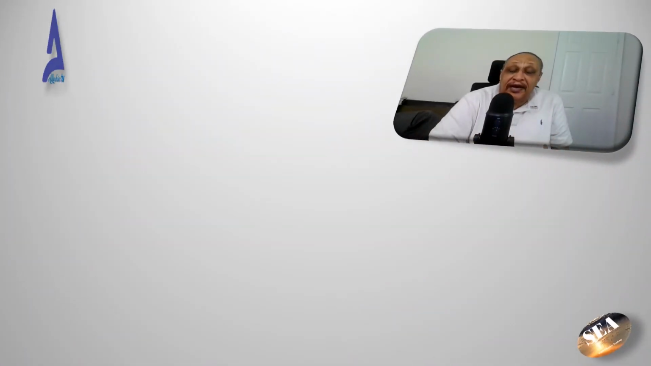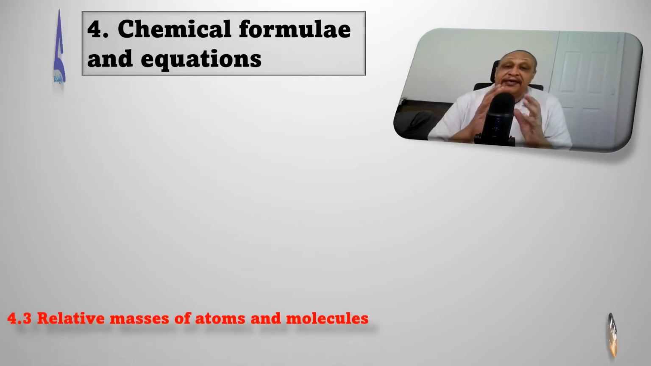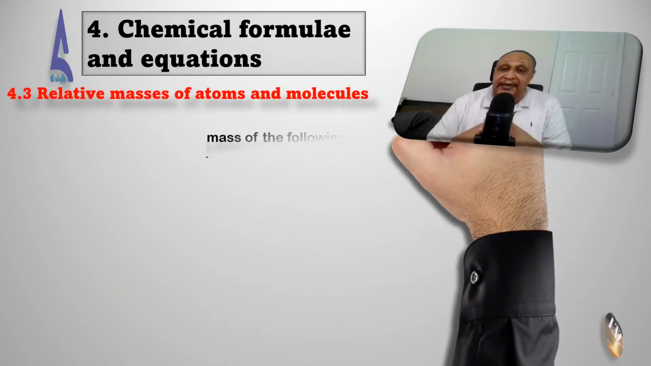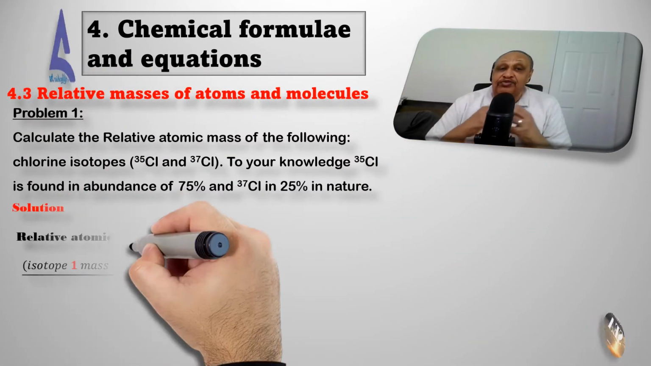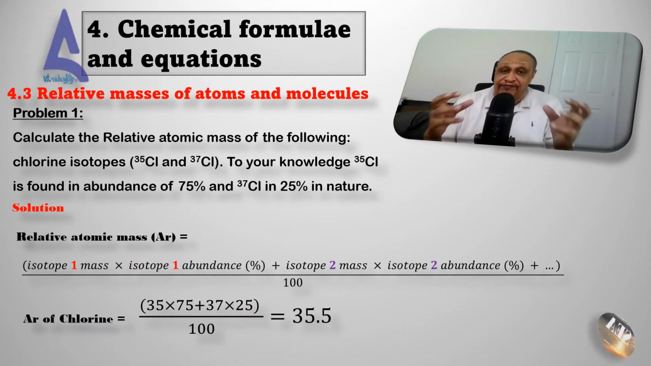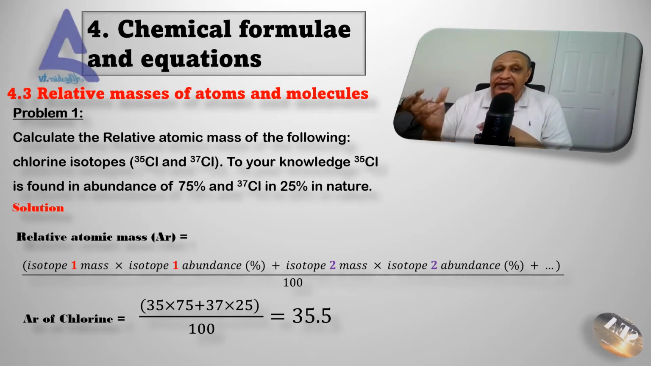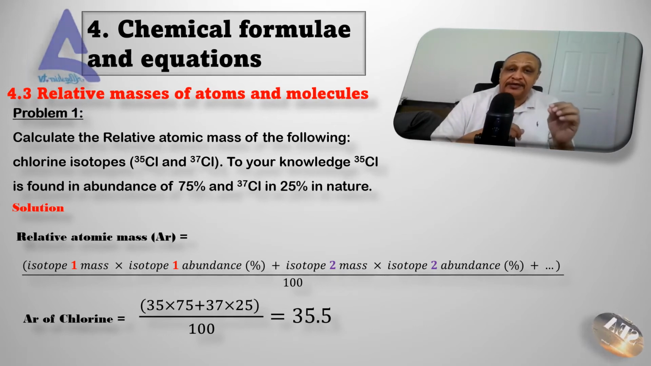Now here we have 6 examples. We are going through them all and we will solve them. But before you look at the answer, I would like you to pause the video and try to take the problem itself and solve it. So example 1, or problem 1, is to calculate the relative atomic mass of the following.